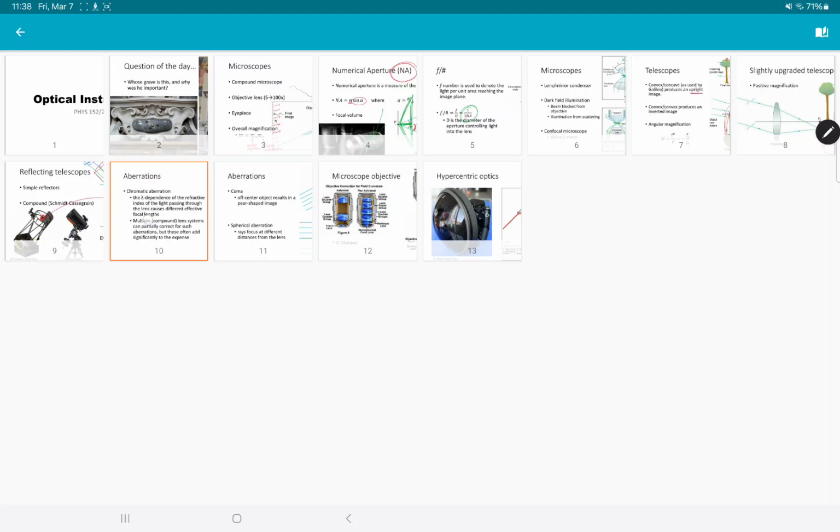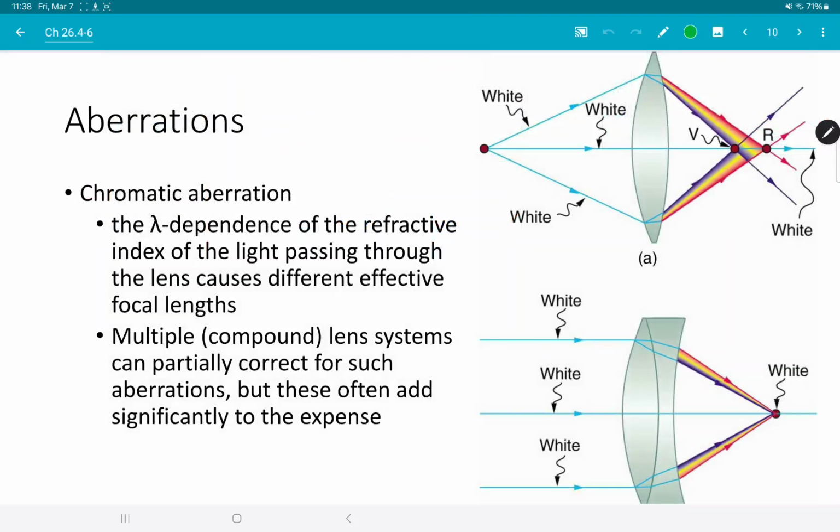Aberrations. Just a couple more slides to go through. There are chromatic aberrations, which we kind of talked about when we first started talking about lenses and focusing. Chromatic aberrations are simply that different wavelengths of light have different refractive indices, so they'll bend a little differently. If you're trying to use a prism to make a rainbow, that's great.